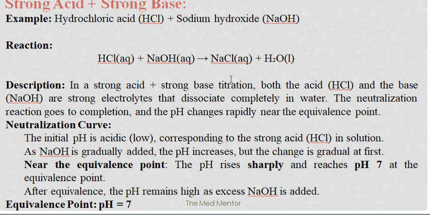Both the acid HCl and the base NaOH are strong electrolytes and dissociate completely in water. Right? Both are strong. So obviously both are completely dissociated in water. The neutralization reaction goes to completion, and the pH changes rapidly near the equivalence point.